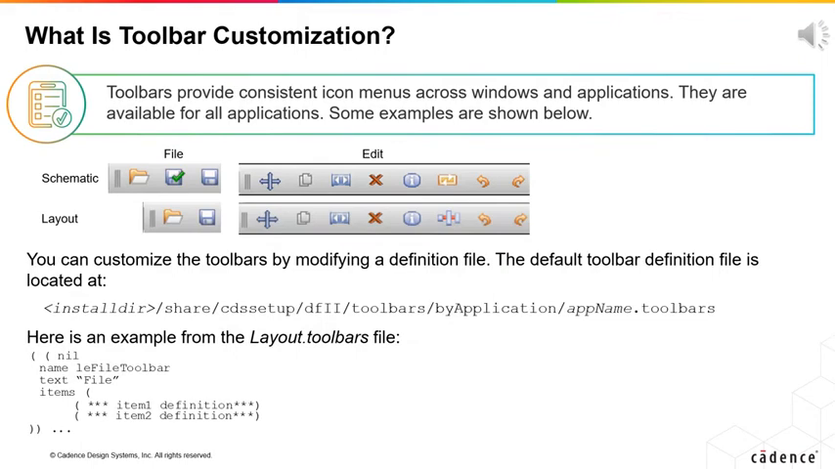So here's an example from the layout.toolbars file. You can see here that it looks pretty much like SKILL. It starts with a nil, and then there is a name value set up here where we give the name: the LE file toolbar, the text is file, then there's two items, which would be the open and the save that you see up there in the menu bar for the layout file section. And we've abbreviated those here just for space reasons, but we'll look at those on the next page and expand on those so you understand what an item definition looks like.